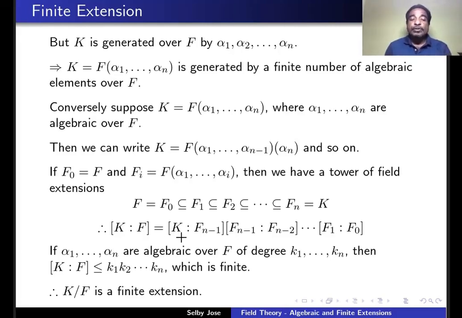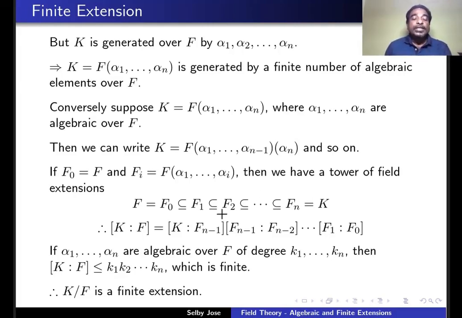degree of K over F is equal to the degree of the extension K over Fn-1 into the degree of the extension Fn-1 over Fn-2, and so on, into the degree of the extension F1 over F0. But it is given that each alpha i is algebraic over F. Therefore each alpha i has a minimal polynomial of some degree. So let that degree be ki.